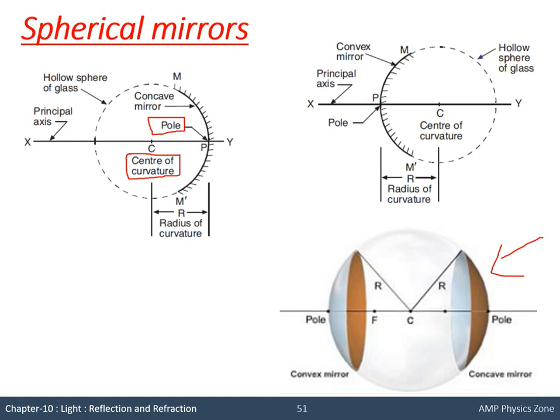Then comes the radius of curvature. This will be the third one. The radius of the hollow sphere from which the mirror is made is called the radius of curvature of the mirror. Then comes the principal axis. The line joining the center of curvature and the pole is called the principal axis. These are the terms which we can see in the diagram, so I have explained that.